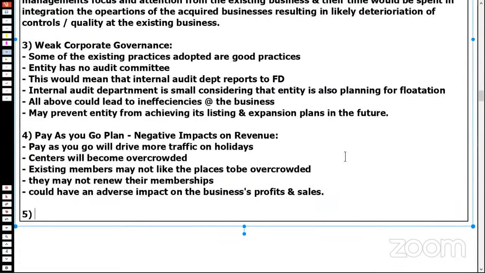So you see, this pay as you go plan apparently seems to be a very good plan, but it could have a negative impact on the entity. Why could it have a negative impact on the entity? Because your place is going to become overcrowded, because many people are going to be coming in who would have actually not paid the membership fee.